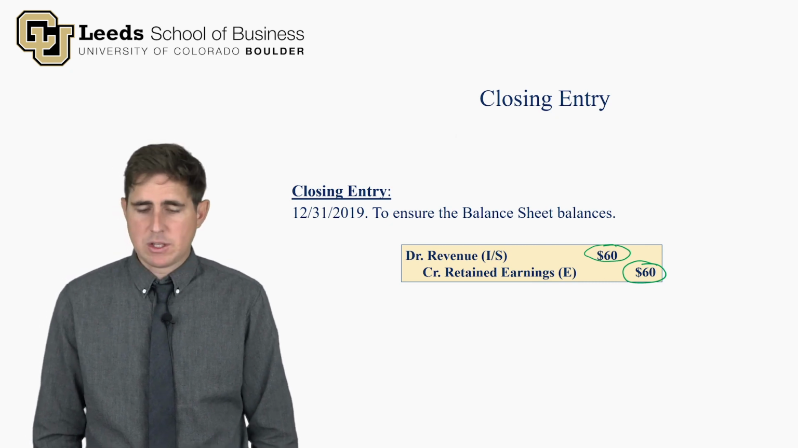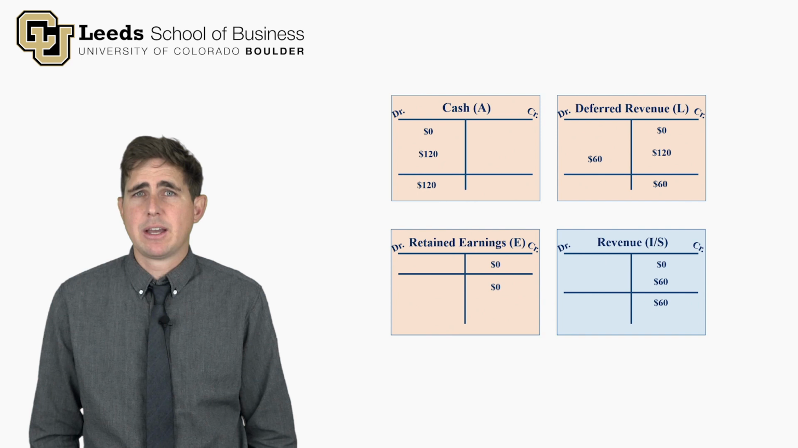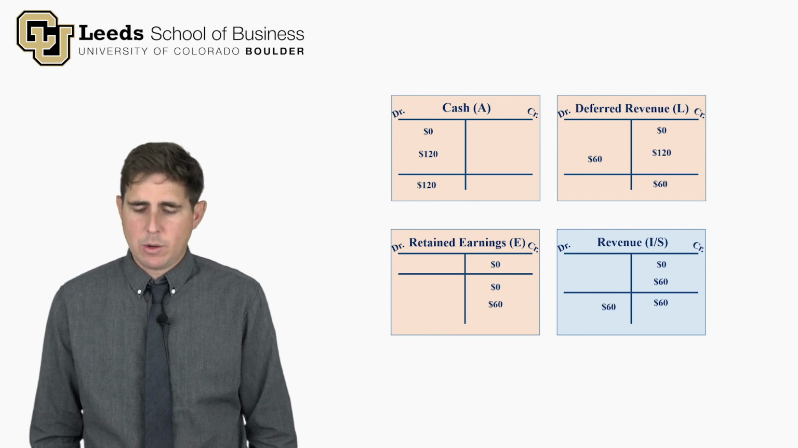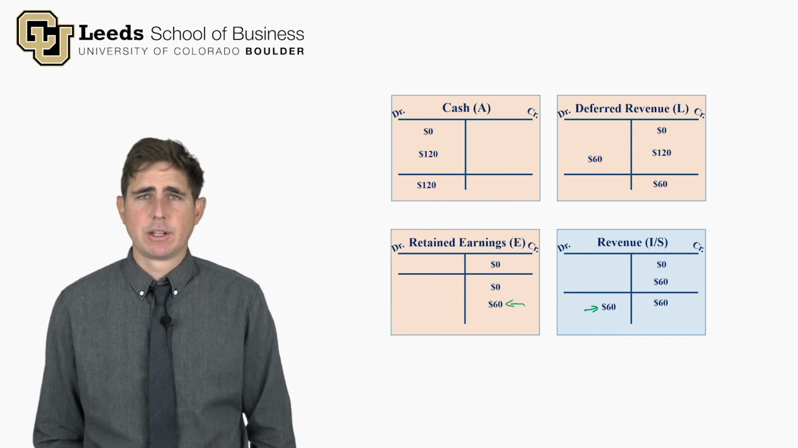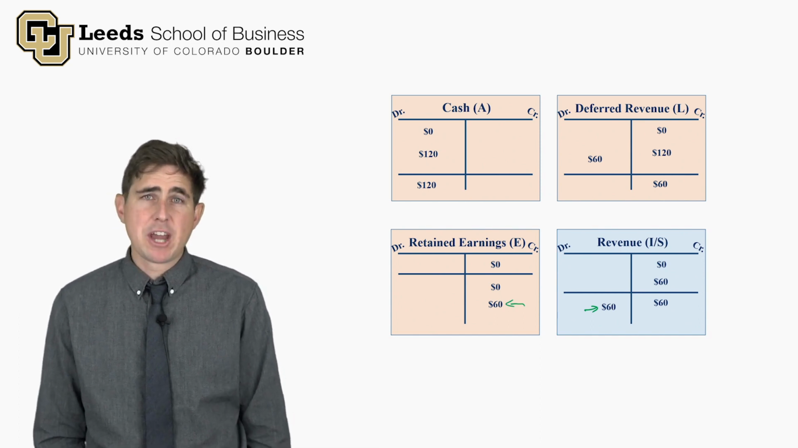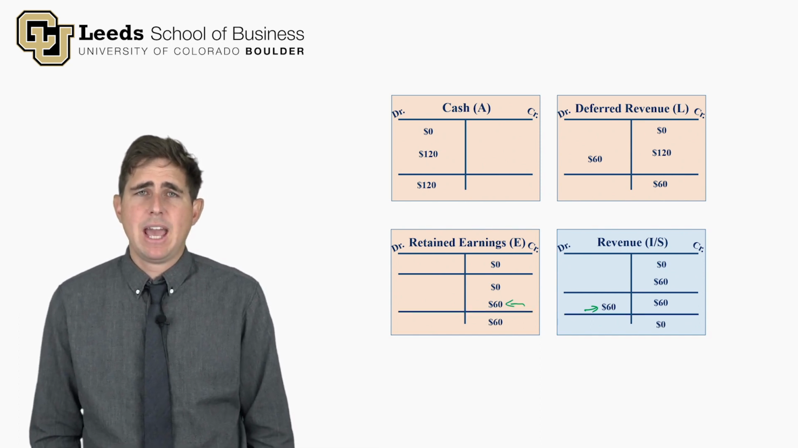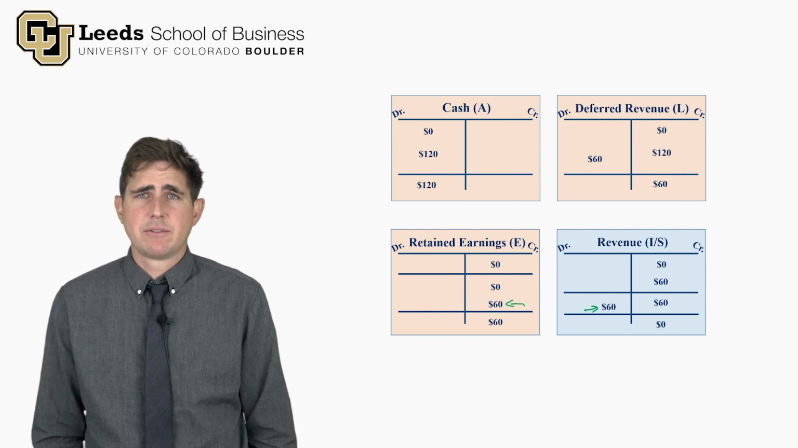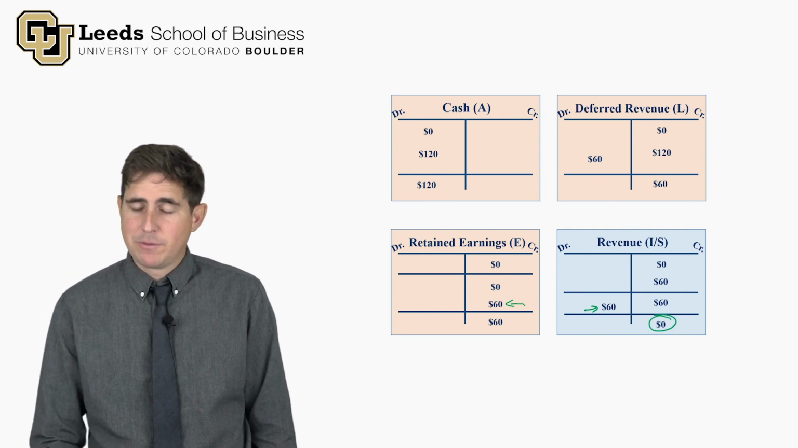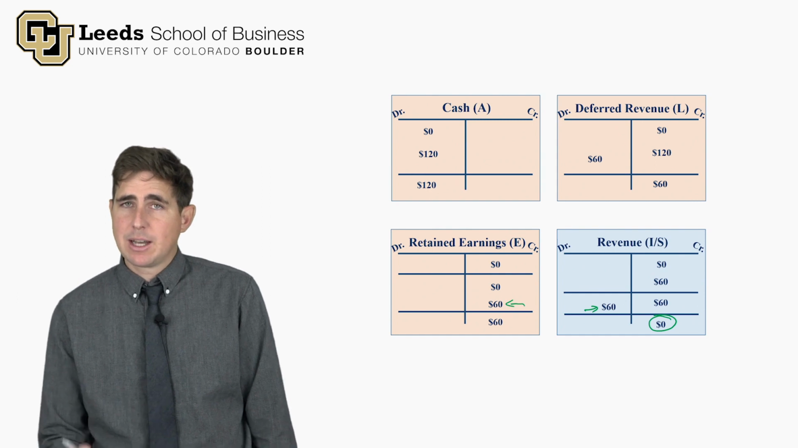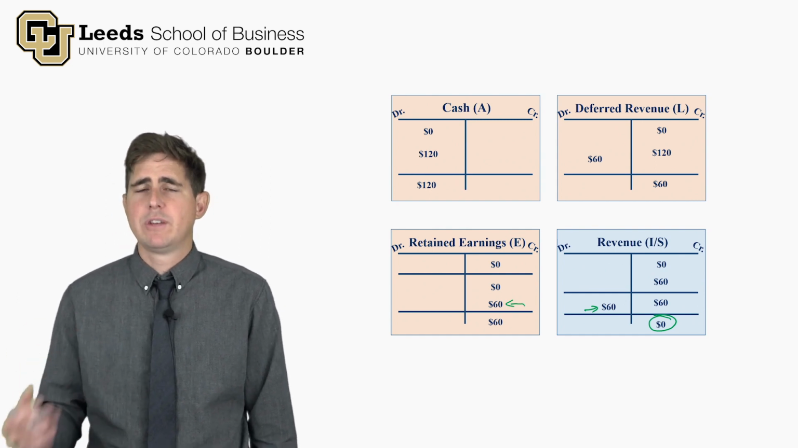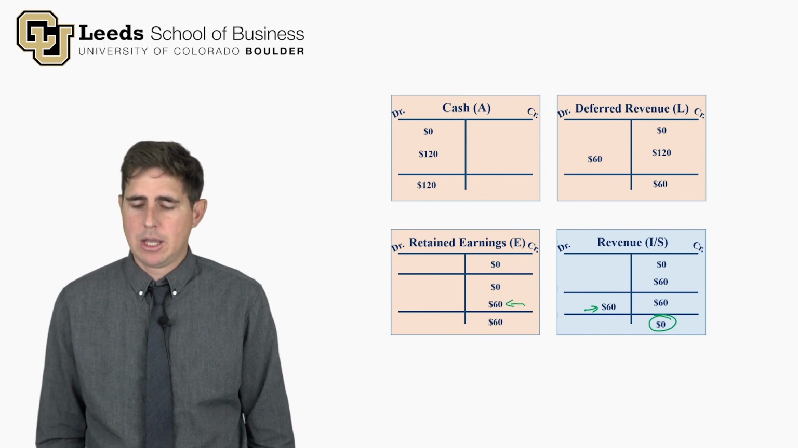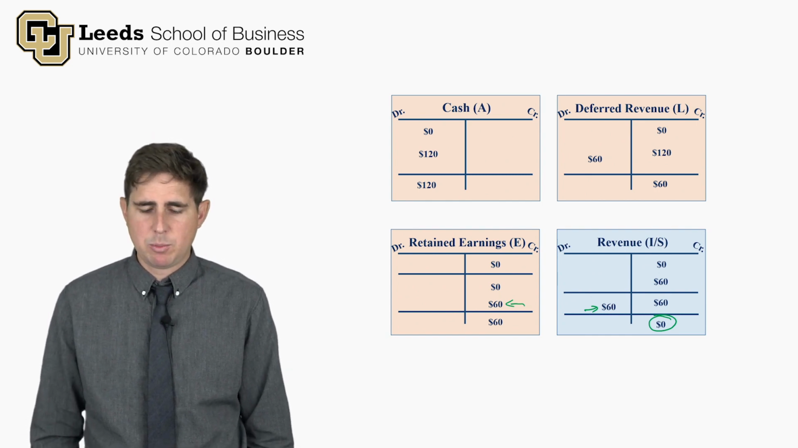So now let's post this closing journal entry to the accounts. We'll zero out the revenue account with its debit, and we'll credit the retained earnings account. And now we'll do our final post-closing subtotal, and that's ending balance in retained earnings of 60. Ending balance in revenue of 0 now. So now the income statement account is reset, and it's ready for a new fiscal year of activities, okay? So it's zeroed out at the beginning of each period.